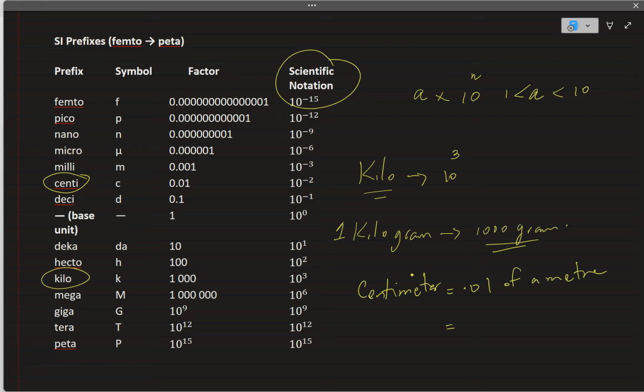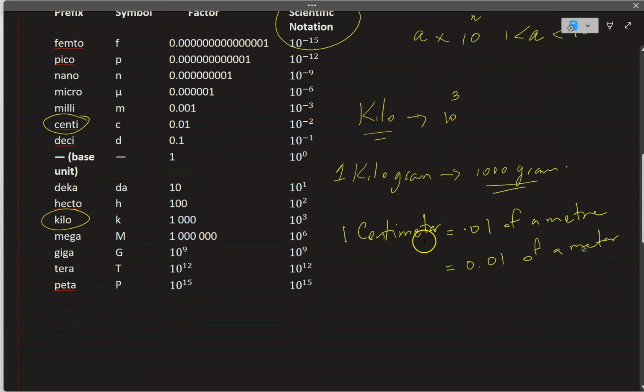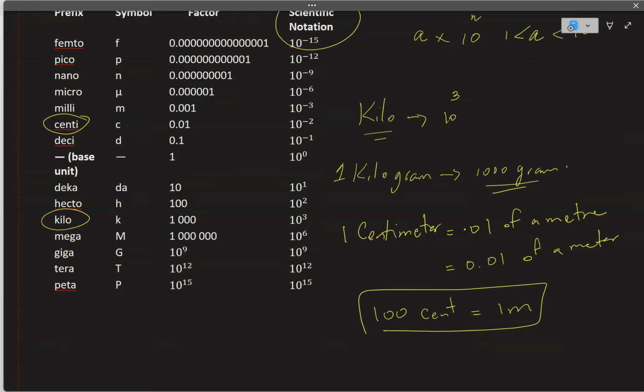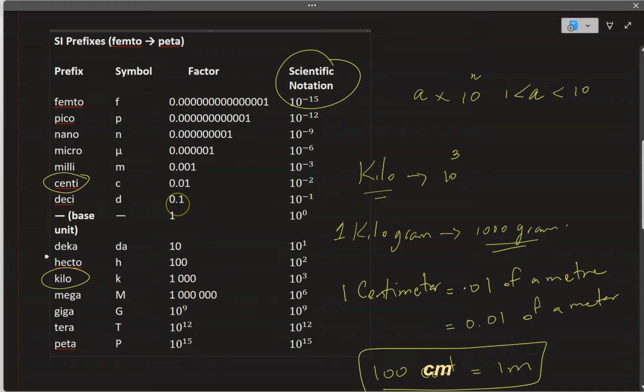So that means 1 centimeter is 0.01 of a meter. What does that mean? That means 100 centimeters is equal to 1 meter. So that's what that means. Okay, so that's how you use the prefixes, and you go through it, each one.